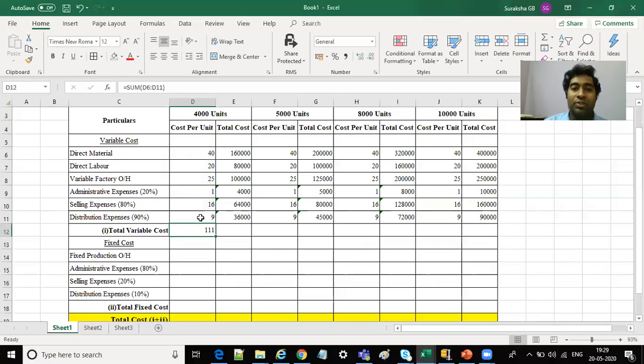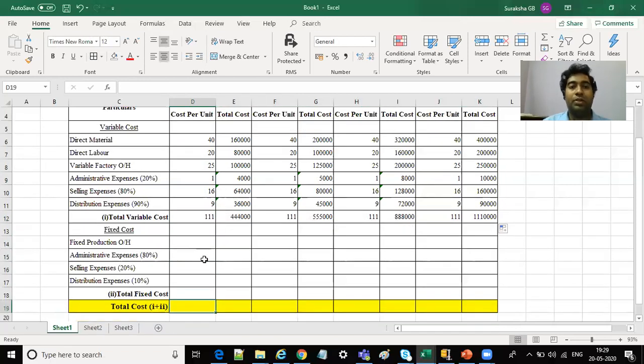As I am using Excel, it is very easy for me to calculate, but it is just calculator work for you while practicing. So now we got the total variable cost. You can see the total variable cost per unit is remaining same at all levels, that is 111, whereas the total cost is changing at different levels. Next, we will go for the fixed cost.